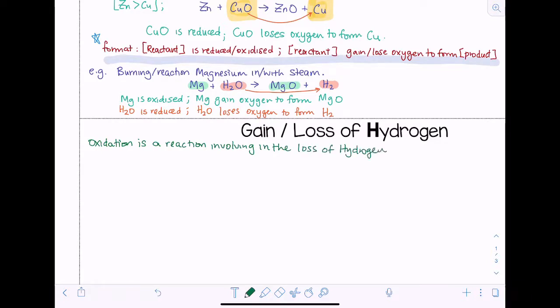As you have seen, oxidation is a reaction involving the loss of hydrogen. That said, the opposite applies: reduction is the exact opposite.